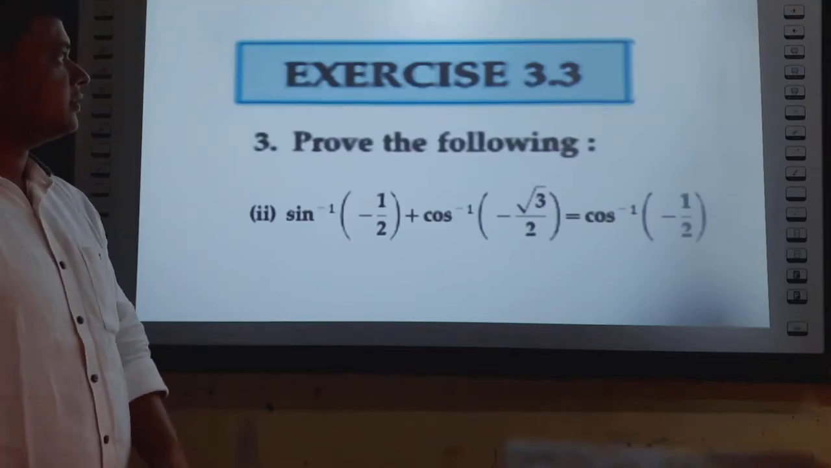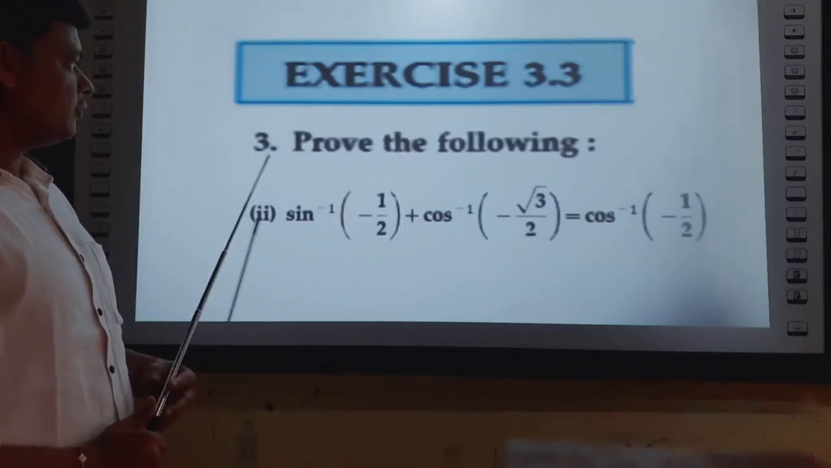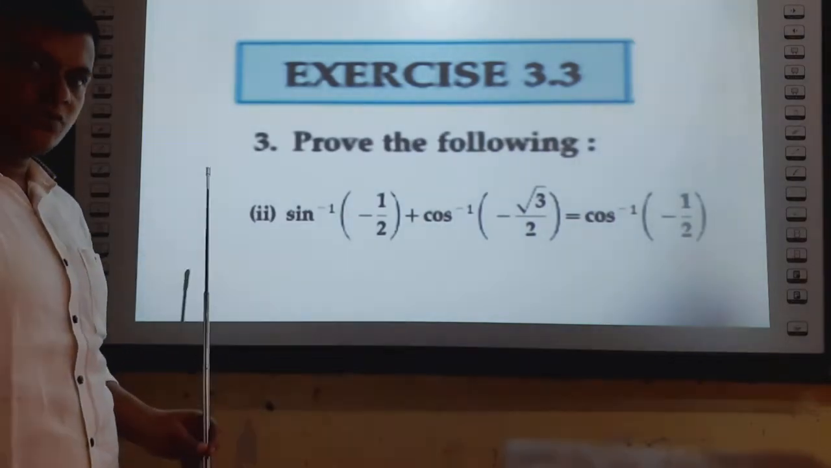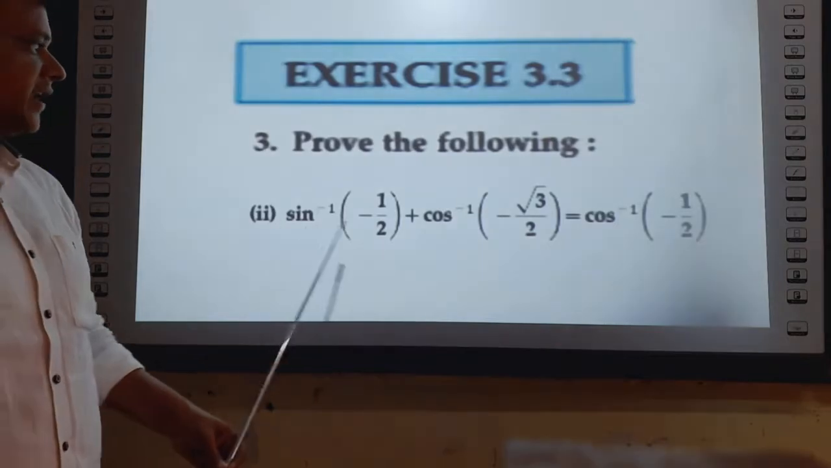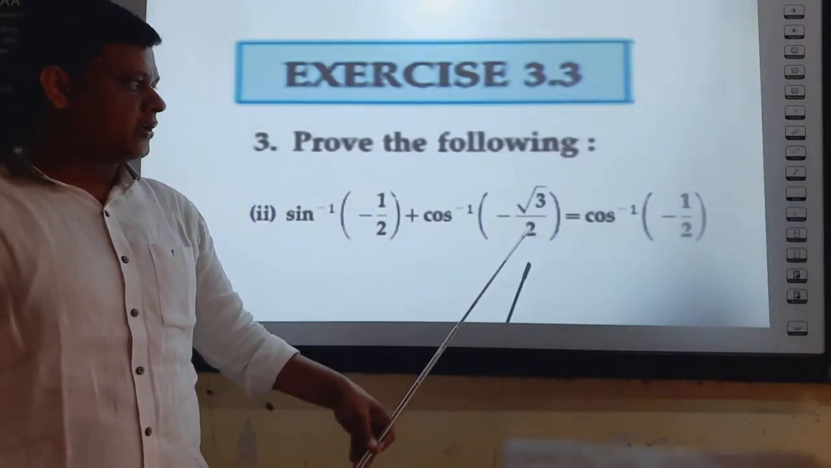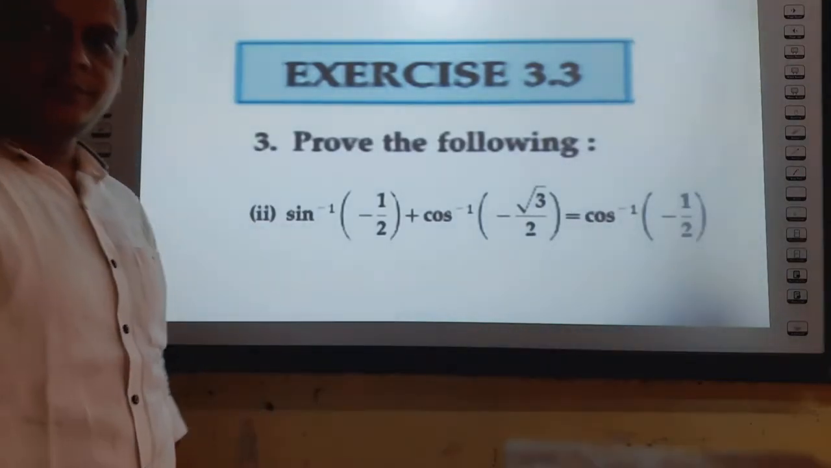In the last lecture, we solved the problem from exercise 3.3. We start question 3 and we prove the first example. Now see the second example: sin inverse of minus 1 by 2 plus cos inverse of minus root 3 by 2 equals cos inverse of minus 1 by 2.